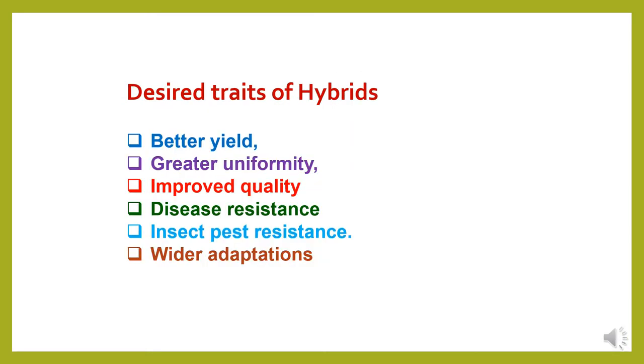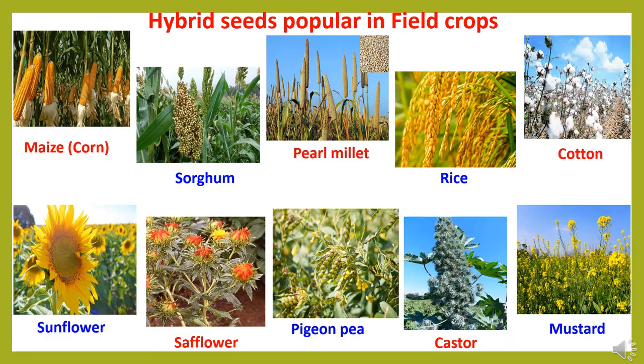Now to study the desired traits of hybrids. Hybrids have some characteristics by which they are familiar and beneficial to the farmers, like better yields, greater uniformity, improved quality, disease resistance, insect pest resistance, and wider adaptations. In field crops, hybrid seeds are popular in crops like maize, corn, sorghum, pearl millet, rice, cotton, sunflower, safflower, pigeon pea, castor, and mustard.